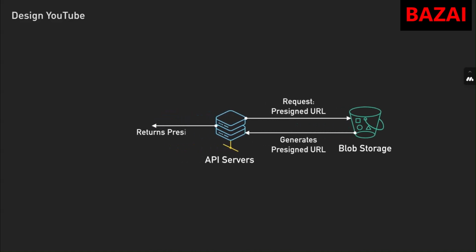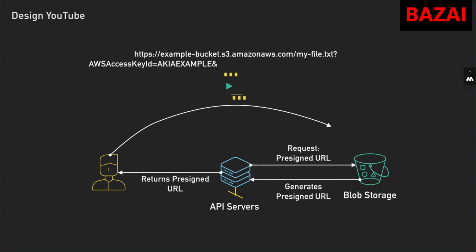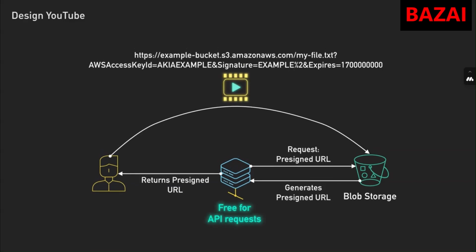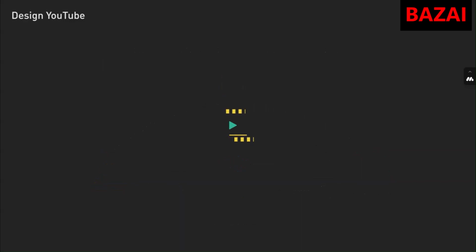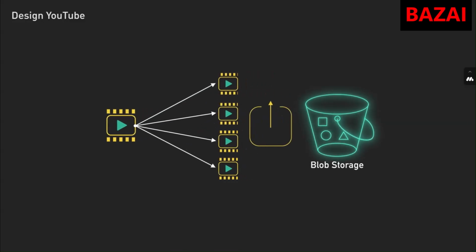Our API server generates a temporary signed URL that grants direct upload permission to Blob storage. The client uploads straight to storage. Our server stays free to handle other work. Blob storage gives us another benefit. We get multi-part uploads built in.